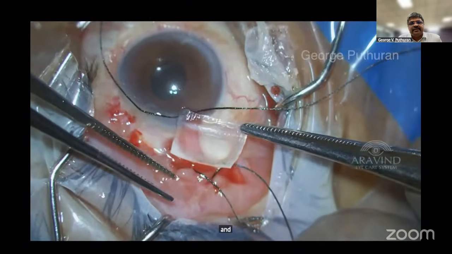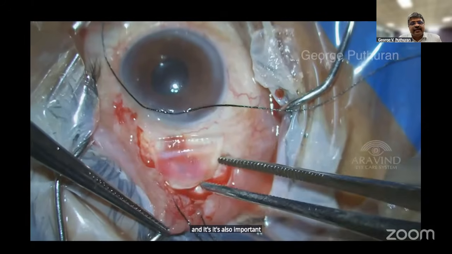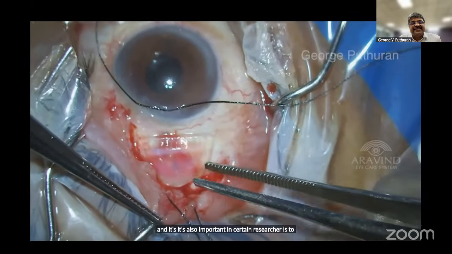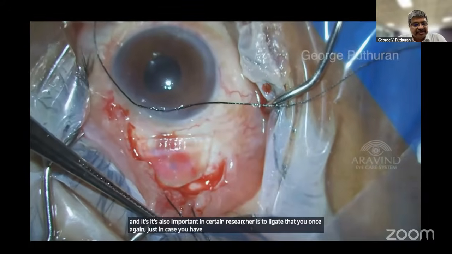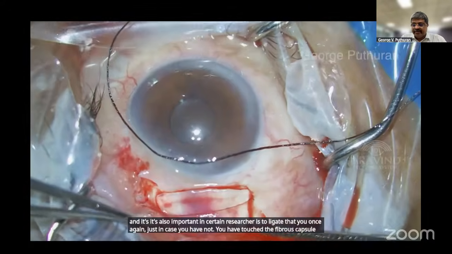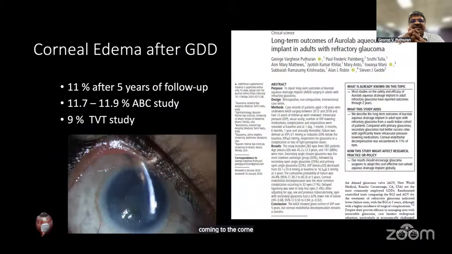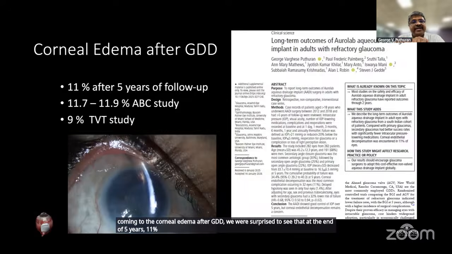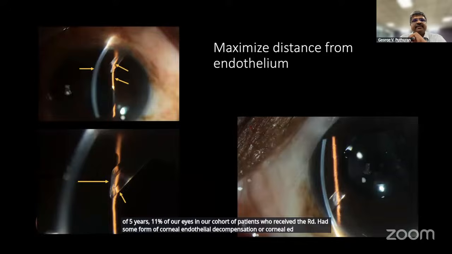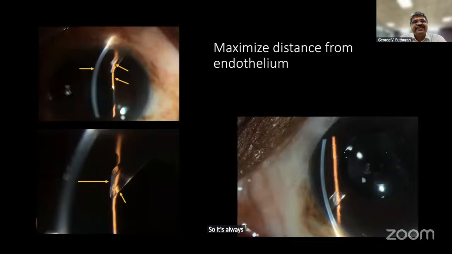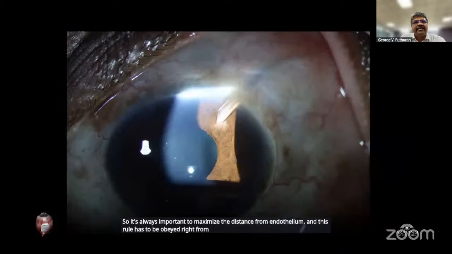And it's also important in certain resurgeries to ligate the tube once again, just in case you have touched the fibrous capsule surrounding the plate. Coming to the corneal edema after GDD, we were surprised to see that at the end of 5 years, 11% of our eyes in our cohort of patients who received the GDD had some form of corneal endothelial decompensation or corneal edema. So it's always important to maximize the distance from endothelium, and this rule has to be obeyed right from the entry into the anterior chamber.